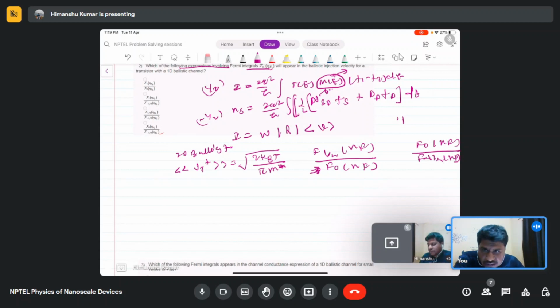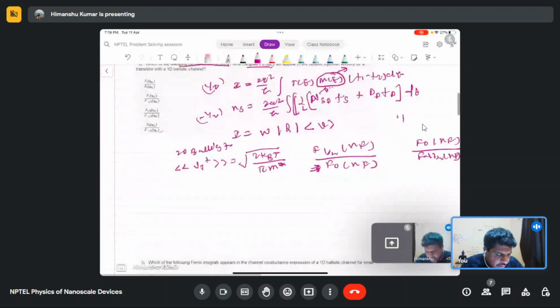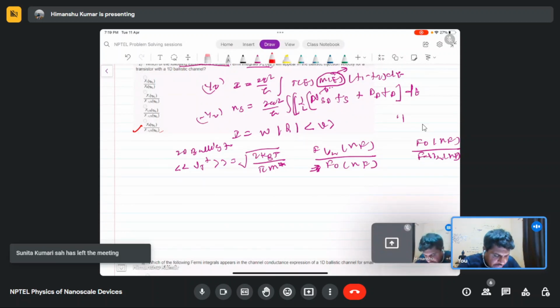So is that clear? Is there any doubt in understanding, or can we move on? So the correct answer will be the fourth one: F of 0 n_Fs divided by F of minus half n_Fs. This F is the Fermi-Dirac integral of zeroth order and minus half, minus 0.5, orders.